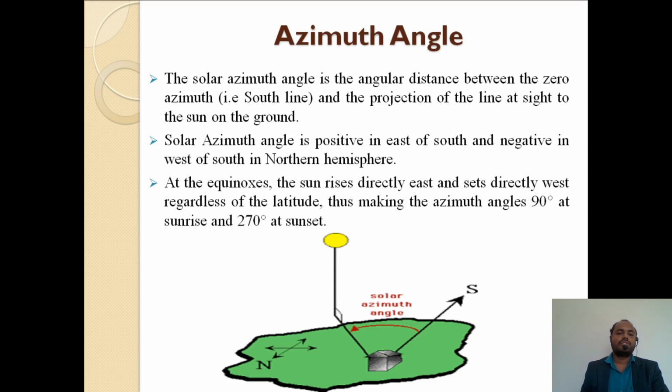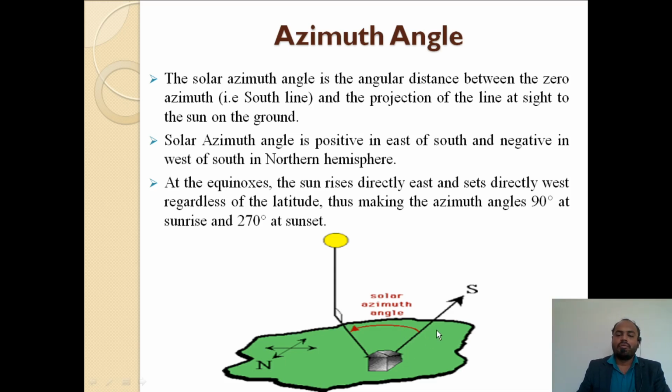Azimuth angle. Azimuth angle is a very important angle when we are installing a solar power plant. Basically, if the sun is in the sky, and you take the vertical projection of the sun over the ground with respect to the south line, the angle which we measure over the surface in the horizontal direction is called the solar azimuth angle.